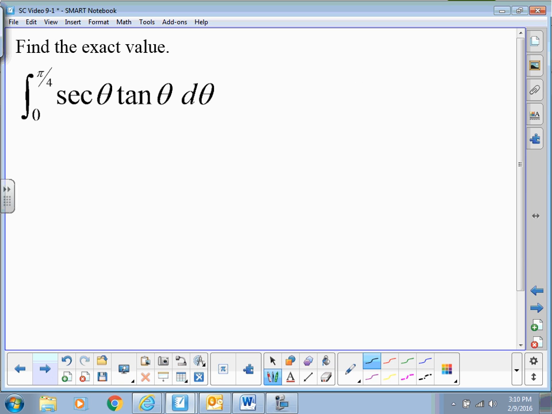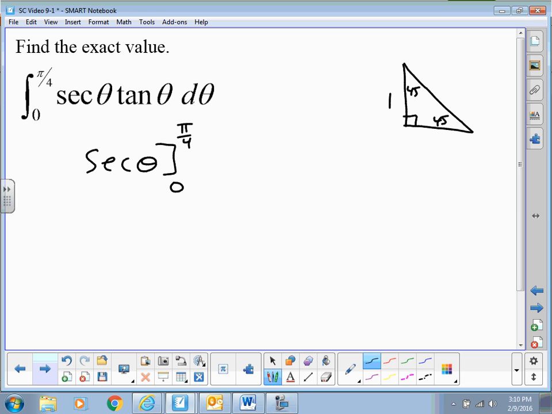So next one, we're going to find the exact value of this integral. Secant tan is the derivative of secant. So when we do our antiderivative, we'll just have secant, and we're going to evaluate it from 0 to pi over 4. Pi over 4 is really 45 degrees, which is easier to think about than in radians. So in our 45-45-90 triangle, we have 1, 1, square root of 2. So we're going to be doing secant of pi over 4 minus secant of 0.